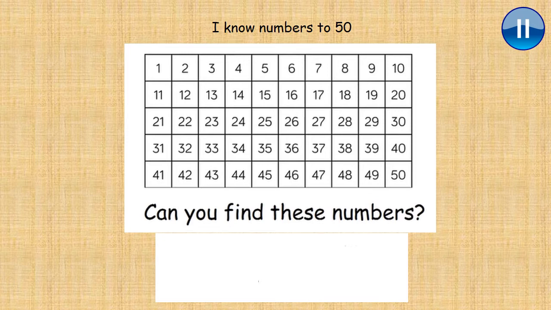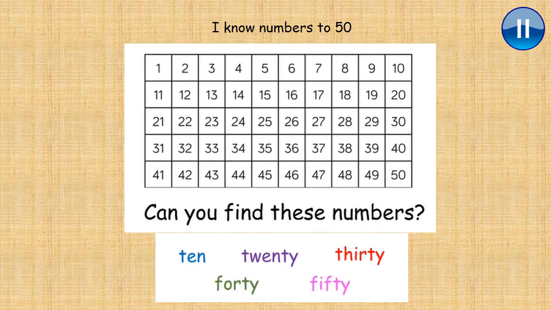Are you ready? 10, 20, 30, 40, 50. Let's see if you were right. 10. Well done. Here it is. 20. Great job. 30. Fab. 40. Here it is. 50. Super. You found all of these numbers.